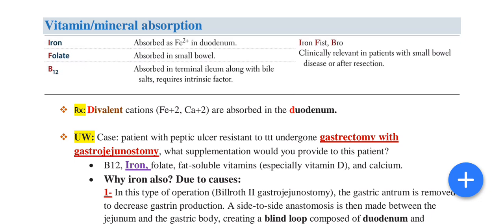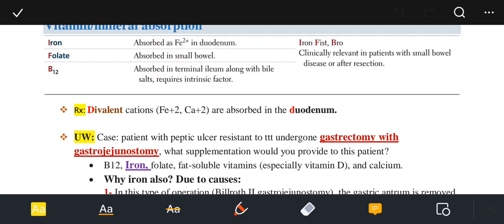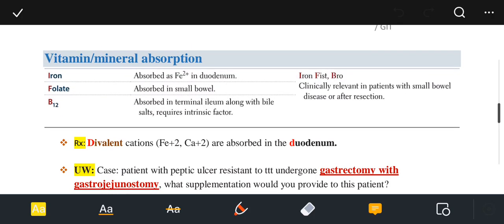So we are going to talk about the vitamin and mineral absorption in this session. Starting from here, the very first point is the iron absorption. Here you can see the iron absorption. So iron is absorbed as Fe2+ in the duodenum. This ionic form is very important.